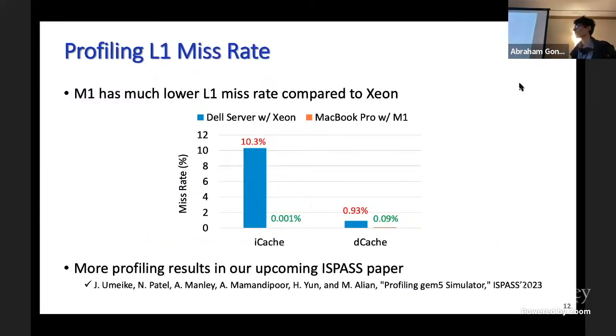So we started by profiling the L1 miss rate, and we found that the I cache miss rate for the M1 chip is negligible, while there's a noticeable 10% miss rate for the Intel chip when running a series of Gem 5 simulations. And then there's also a noticeable difference between the D cache miss rate. And there's some more profiling results in an upcoming ASPLOS paper where we do more profiling on Gem 5 simulations.